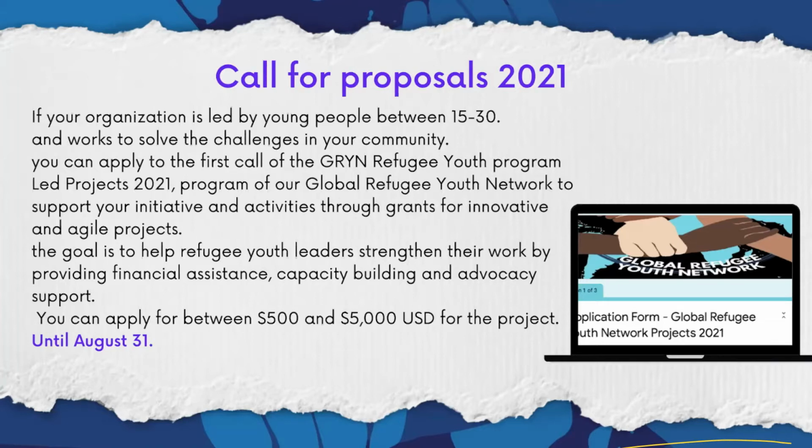The goal is to help youth leaders strengthen their work by providing financial assistance, capacity building, and advocacy. So we're not just giving you the money and then you go and implement your projects. We're giving you the money and also a package, like the training we're doing today, and other series of training coming before the end of this year. During implementation, we'll also support you with your advocacy work, with building the capacity of your team, and with financial assistance. You can apply for between 500 and 5,000 US dollars for a project.